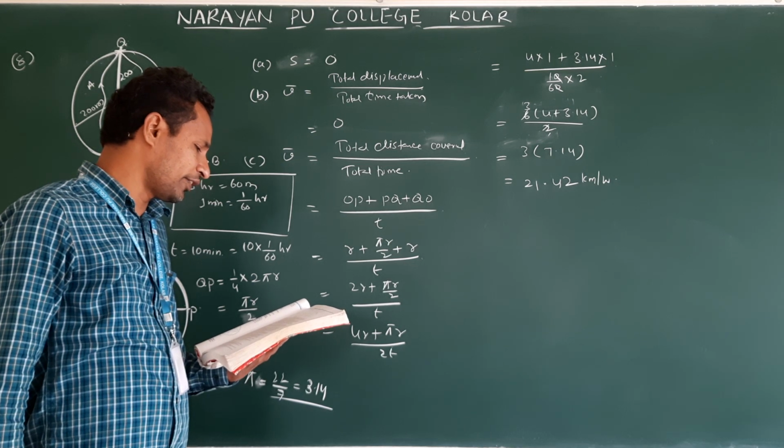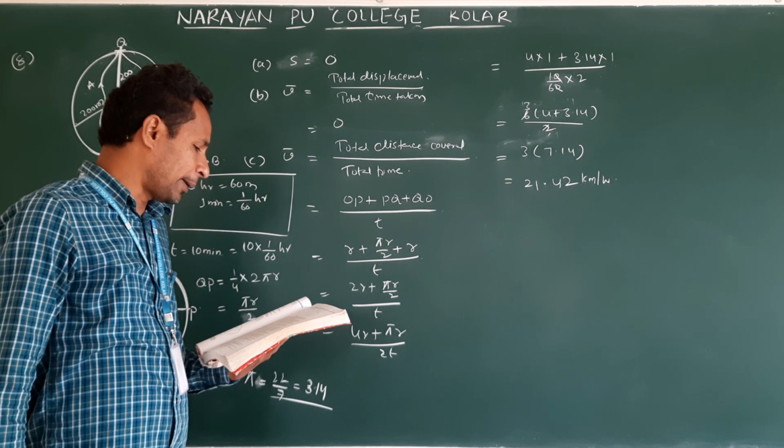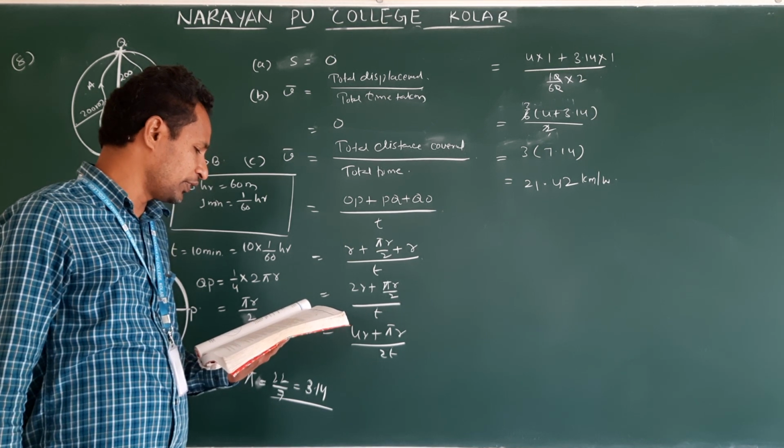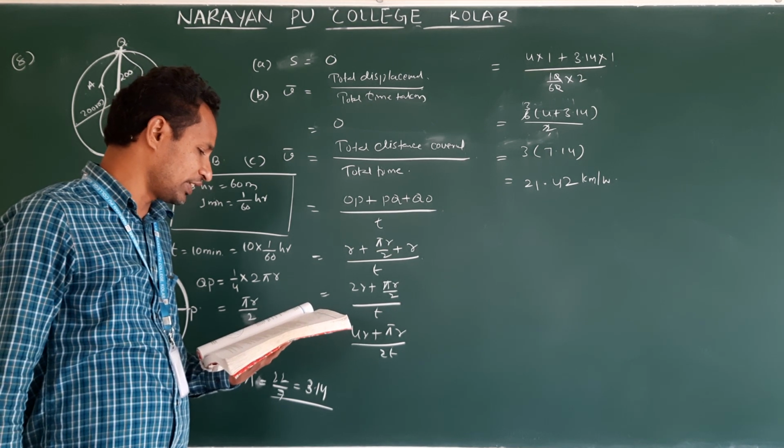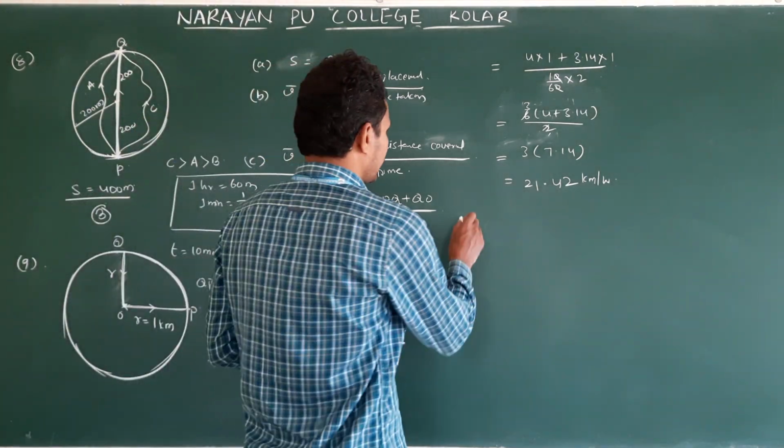Specify the displacement of the motorist at the third, sixth and eighth turn. Compare the magnitude of the displacement with the total path length covered by the motorist in each case. Clear? This is the 10th question.